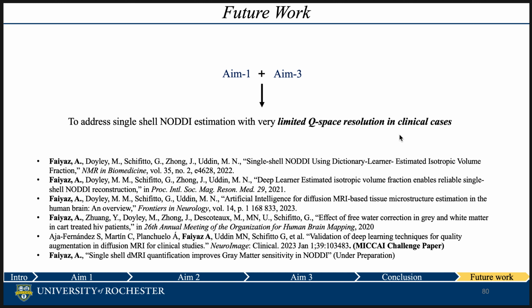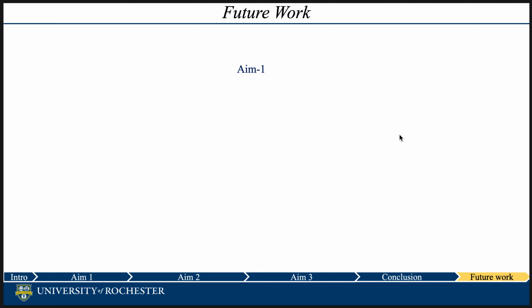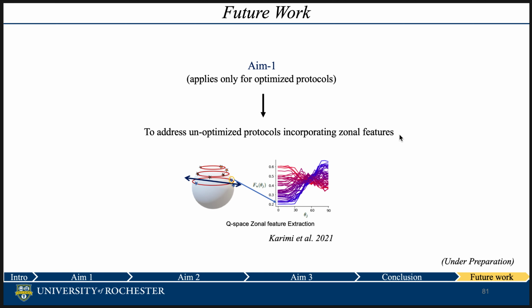To address the single shell estimation with very limited Q-space resolution, we can actually combine aim 1 and aim 3, which we hope to address in the future. And for aim 1, we already know that this applied only to the optimized protocols. So to address the unoptimized protocols, we needed to incorporate zonal features. We already did this and we have some results from this future work. We hope to publish something very soon.